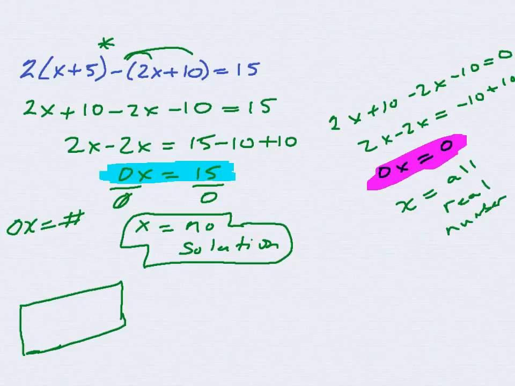So on my study sheet, I'm going to put that. 0x equals 0, and I'd have all real numbers. Basically, if all the letters disappear and all the numbers disappear, then the answer is all real numbers. Those two things should be on one corner of your cheat sheet so that you don't forget them during the test. And last but not least, one more example.